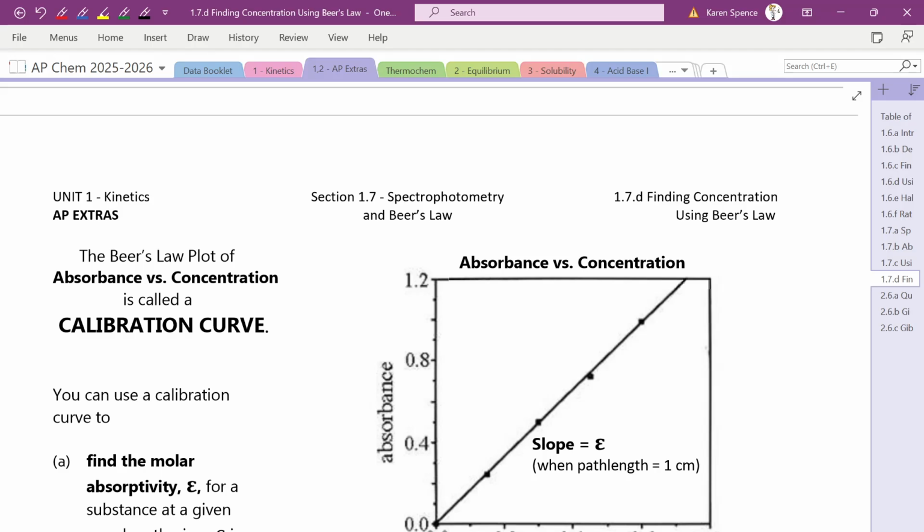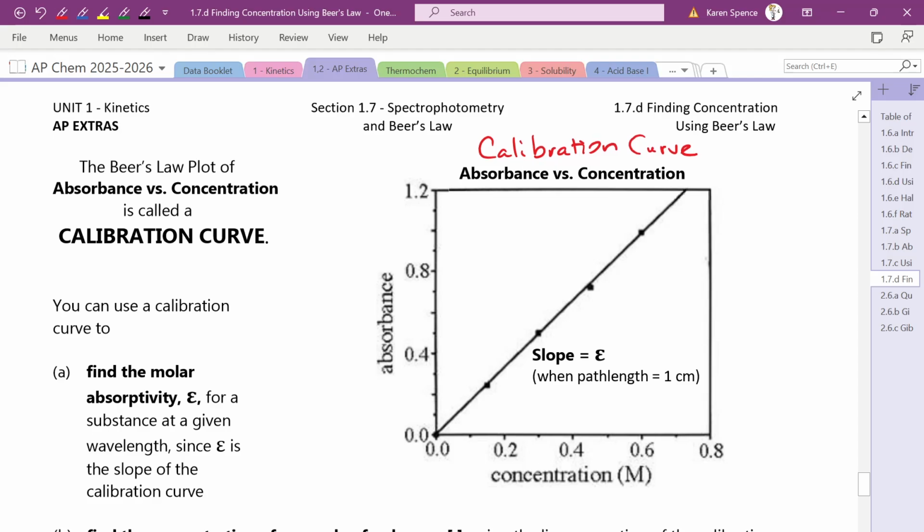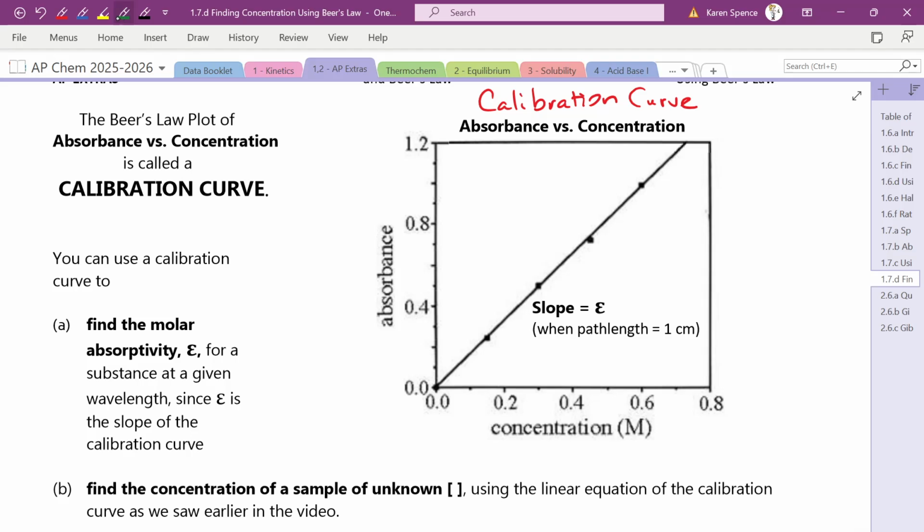Okay, next page. Beer's law plot, absorbance versus concentration, is called a calibration curve. And you'll notice we call it a curve even though it's a straight line. That's okay. Now the slope is the molar absorptivity. It's that epsilon.